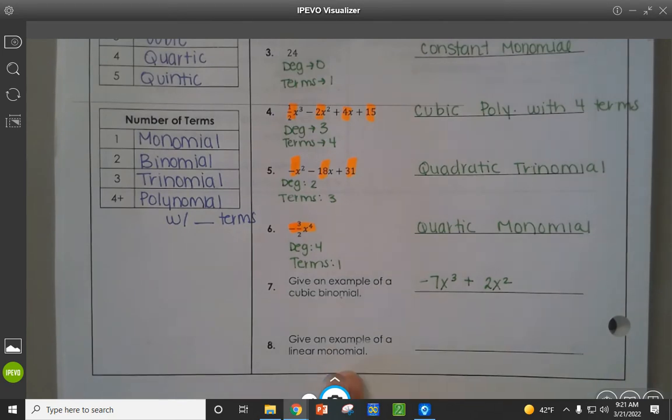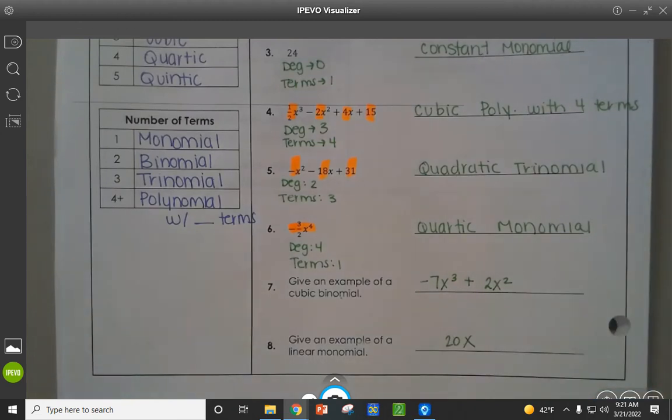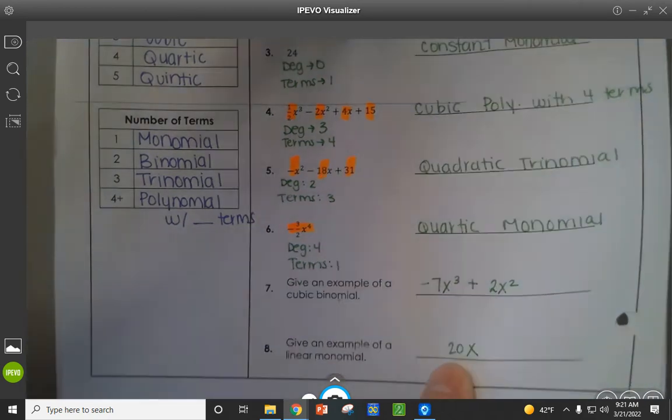And a linear monomial. Basically, you can only have an x. It could have a number in front of it. So like 20x or -2x or just plain x. But you can't have anything added or subtracted because it's a monomial. Any questions so far? All right. So let's turn the page.